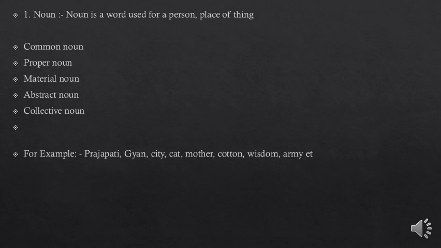Second is the common noun. A common noun is a group of persons, group of items, group of commodities, or group of animals. Third is the material noun. A material noun is used for different types of material like gold, milk, sugar, juice, etc. Fourth is the abstract noun. An abstract noun is usually used for feelings like love, bravery, sadness, happiness, etc. Fifth is the collective noun. The collective noun is used for a group of persons like army, crowd, audience.